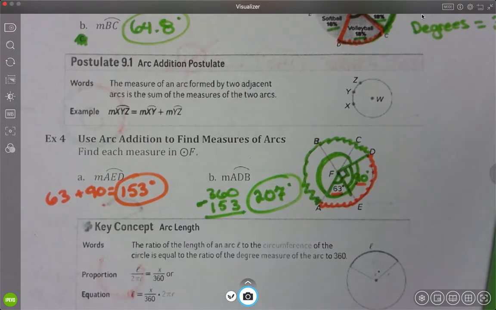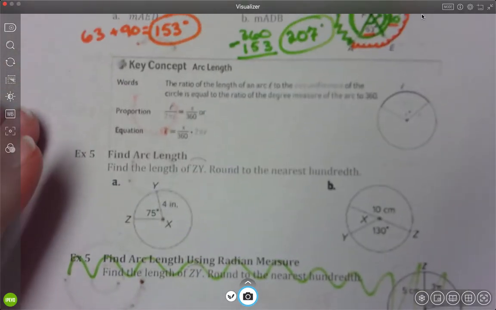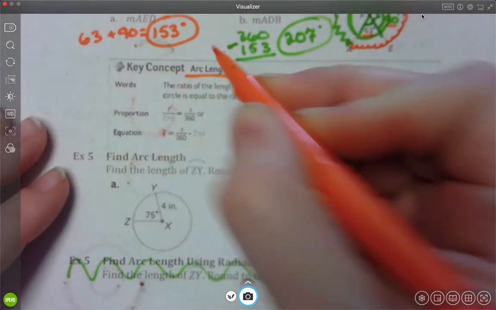Yeah. Okay. All right. Last one is arc length. Okay. So we've talked about arcs and degrees, and I said arcs have two measurements.